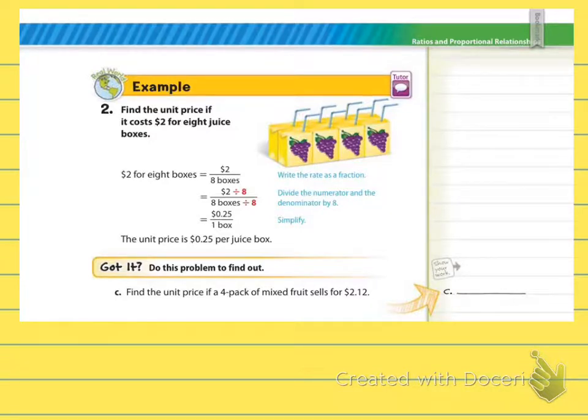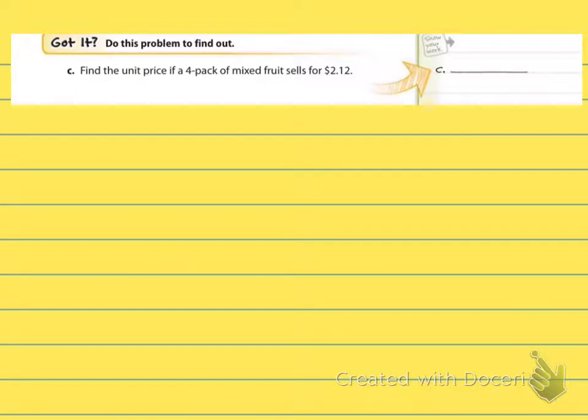So since we know it's two total dollars divided up into 8 boxes, we want to set it up as $2 divided by 8 boxes. And you can see that we wrote out the dollar sign and the word boxes. You're going to divide both numbers by 8, and the way you know which number to divide by is it's your denominator number. It has to be a 1, which means you do have to divide by that number. On this one, you end up getting 25 cents per juice box. All right, now it's your turn to try.